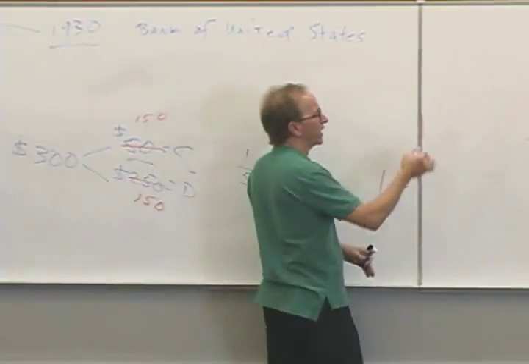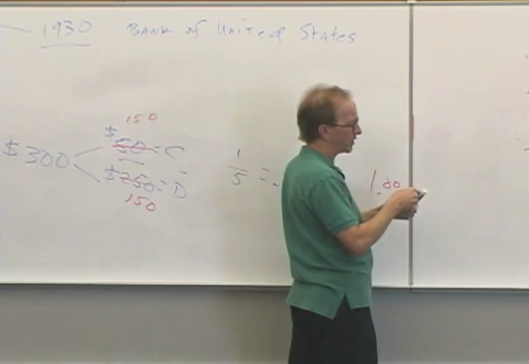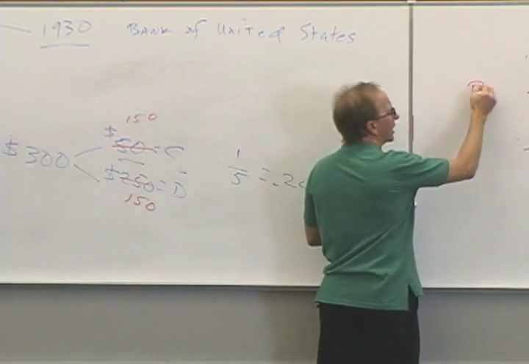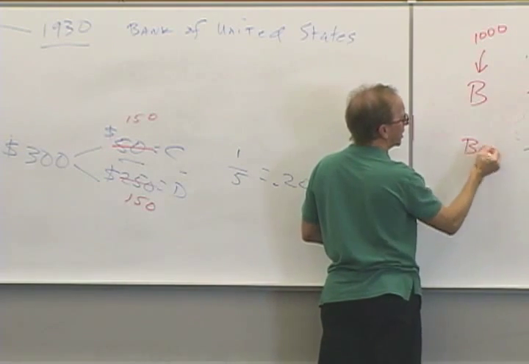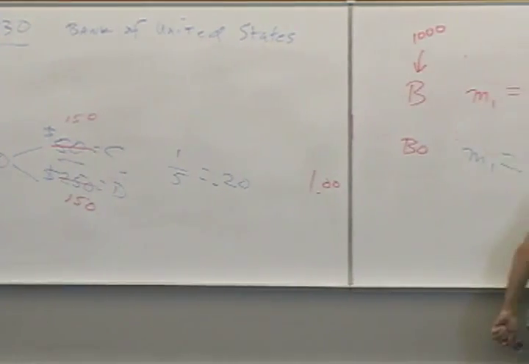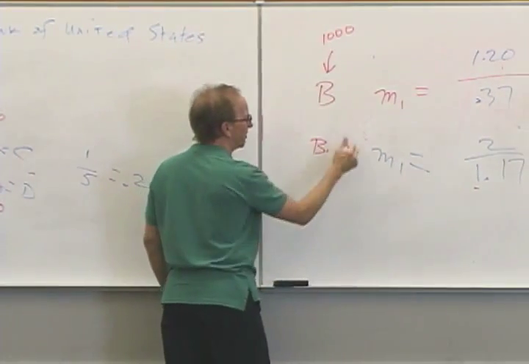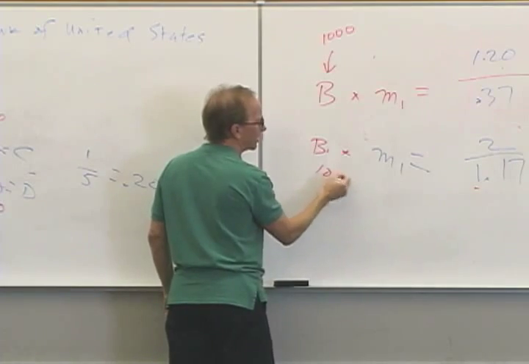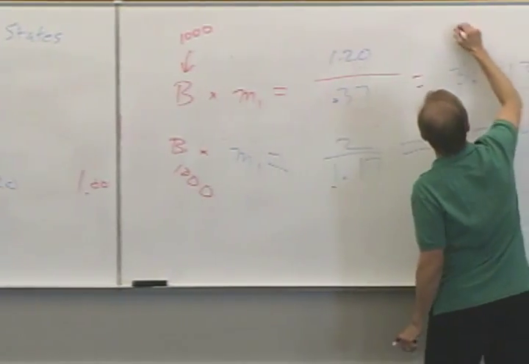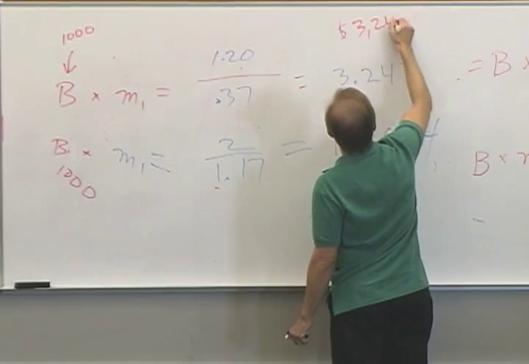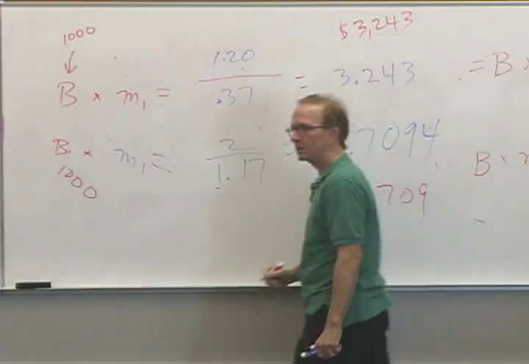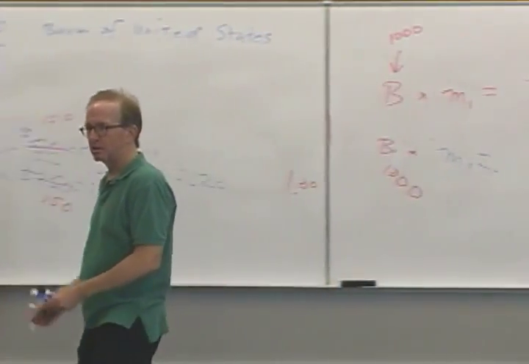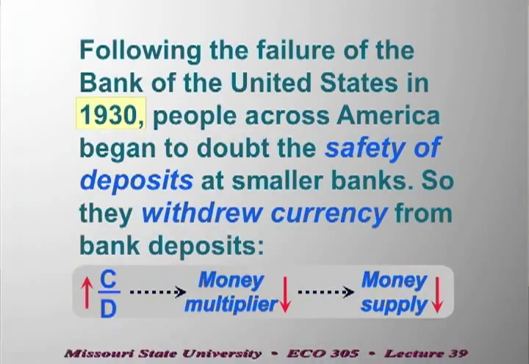Let's go back and use a monetary base. Again, I'll just keep it at $1,000. Monetary base of $1,000. So here our money supply would be $3,243, and now $1,709. What's happened? People got nervous.